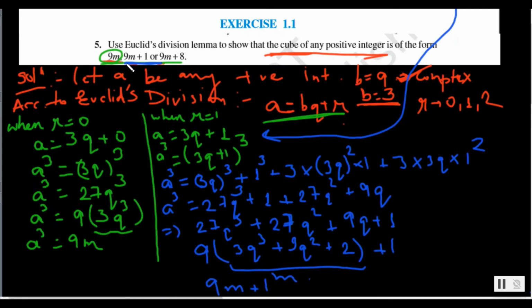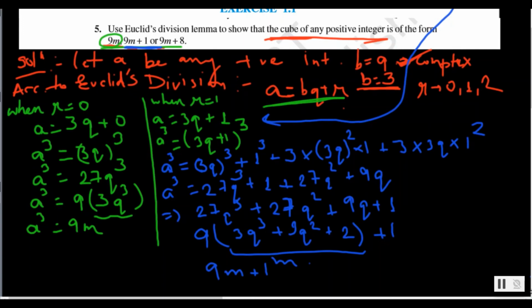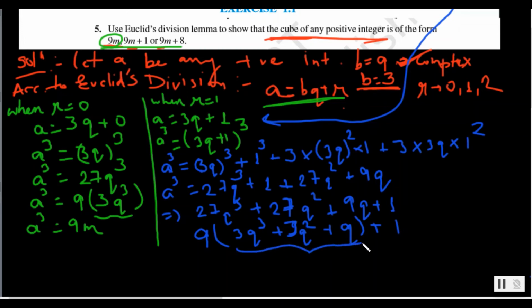Similarly, we will do it for 3q plus 2 as well, and so we'll take the common and it will be 3q cube plus 3q square plus q plus 1, and we will consider this as m as well, and so we will get 9m plus 1.